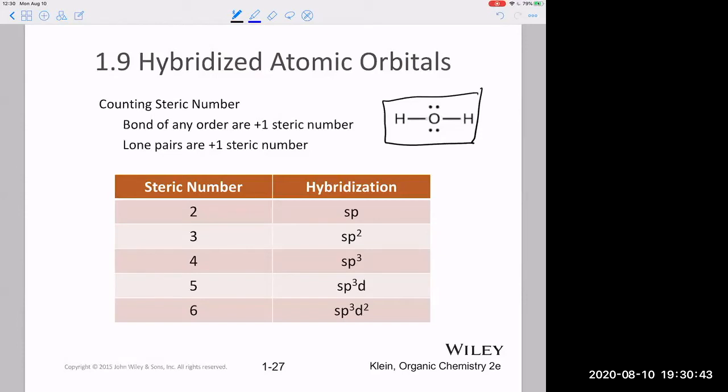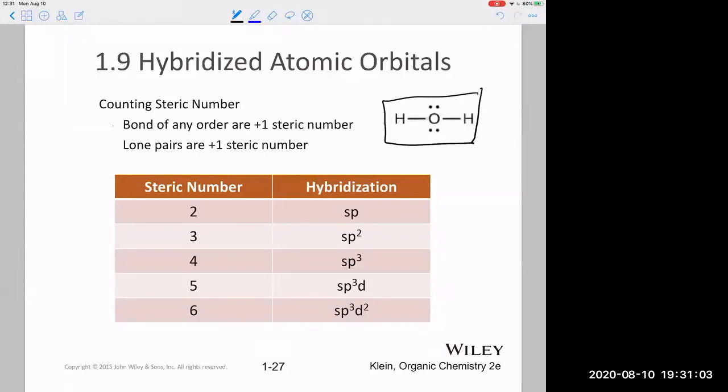When we're concerned about hybridization in these small molecules, we're really talking about the central atom. When we get to larger molecules, you'll be focusing on the hybridization of each atom. For these simple ones here, I'm going to be specifically paying attention to the central atom, so oxygen. And I need to determine its steric number. So how do I do that?